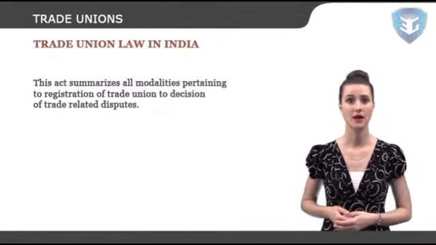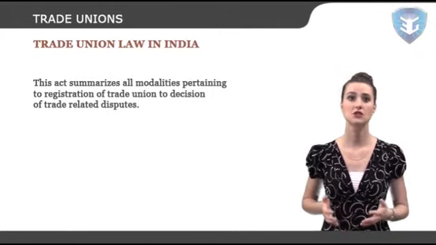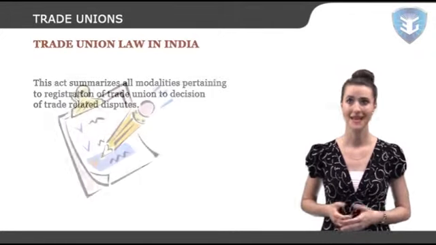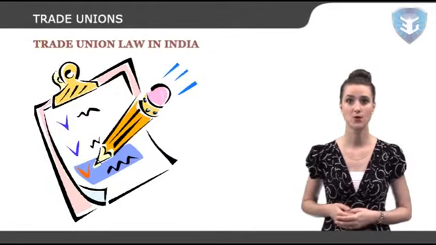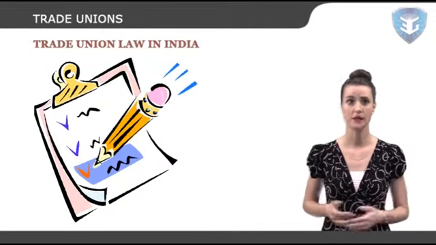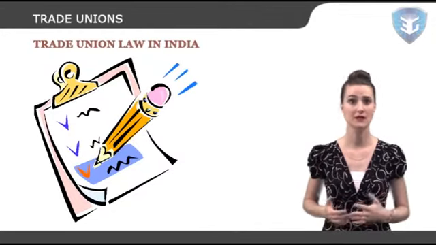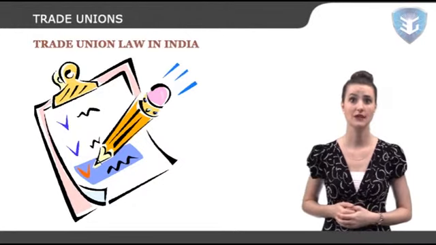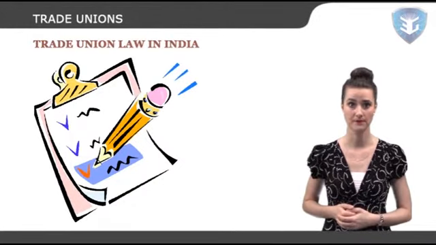This act summarizes all modalities pertaining to registration of trade unions to decision of trade-related disputes. This act sets guidelines for both the workers and the industrialists. The act deals with the registration of trade unions, their rights, their liabilities, and responsibilities, as well as ensures that their funds are utilized properly.